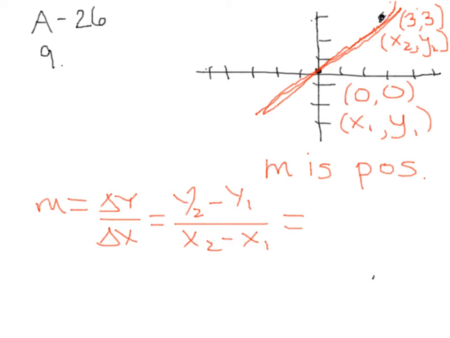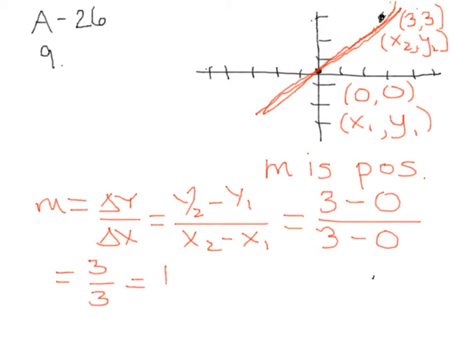And so I'll go ahead and start plugging those in. So y2 is 3, so I'm going to get 3. And then y1 is 0. And x2 is 3. And x1 is 0. So that gives me a slope of 3 over 3, which I can say is 1. So that means the change in y over the change in x is equal to 1.